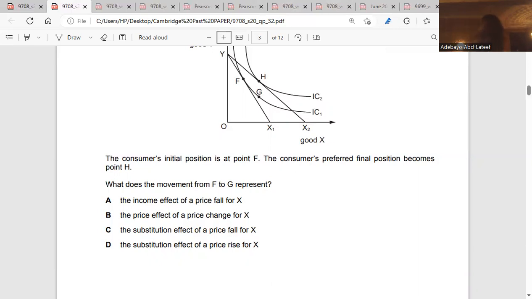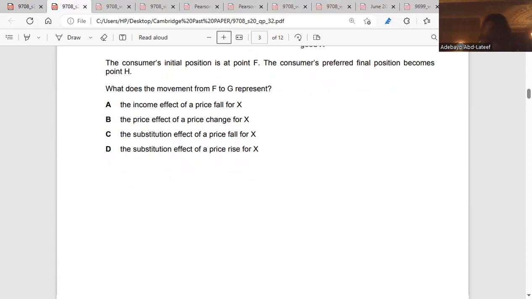Do you get the point I'm saying? The movement from F to G means that we are buying more of X, not Y anymore. So that means Y is a substitute for X. This would mean that the price of Y has increased. So consumers start buying X because X is a substitute for Y. Do you get it? So the answer is C.